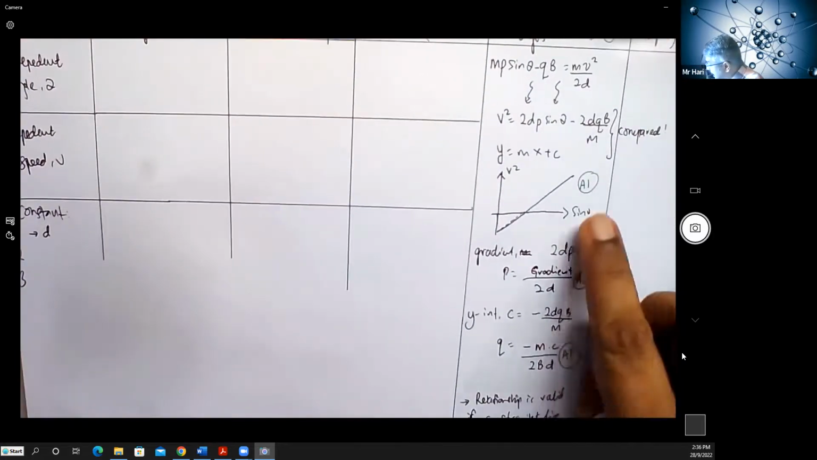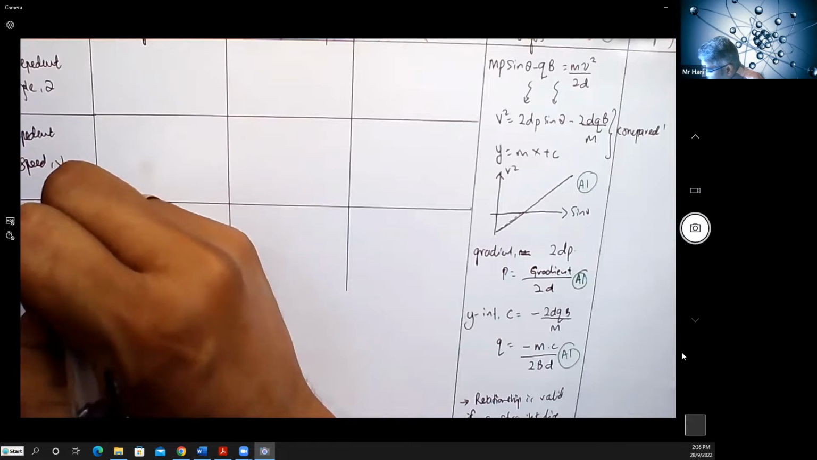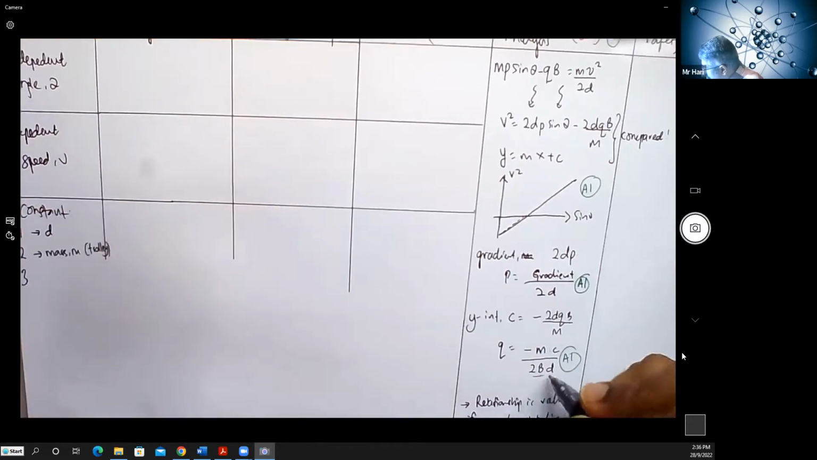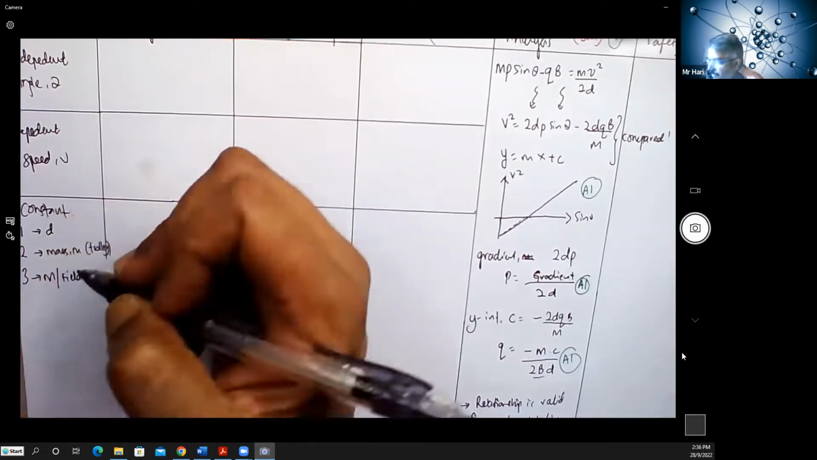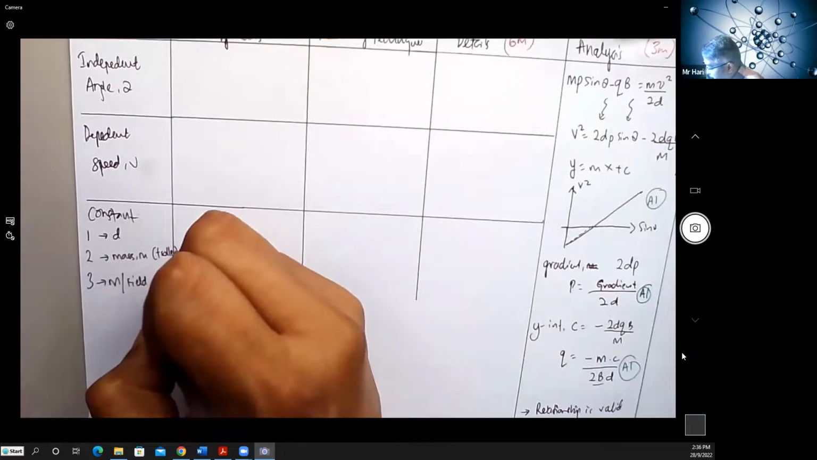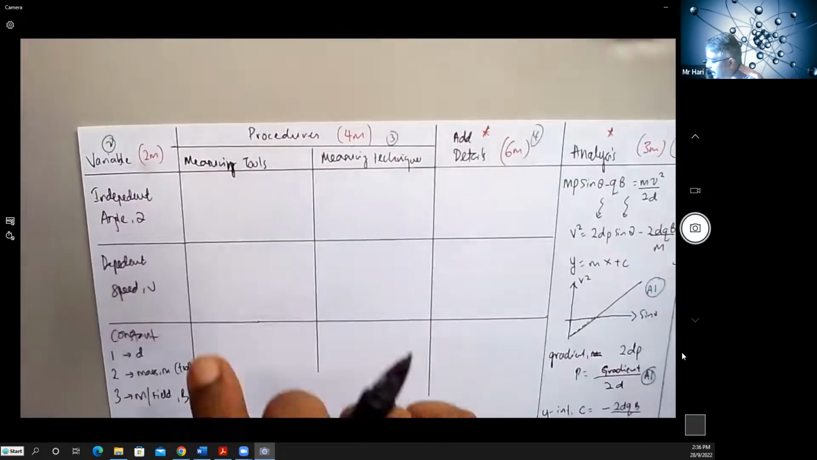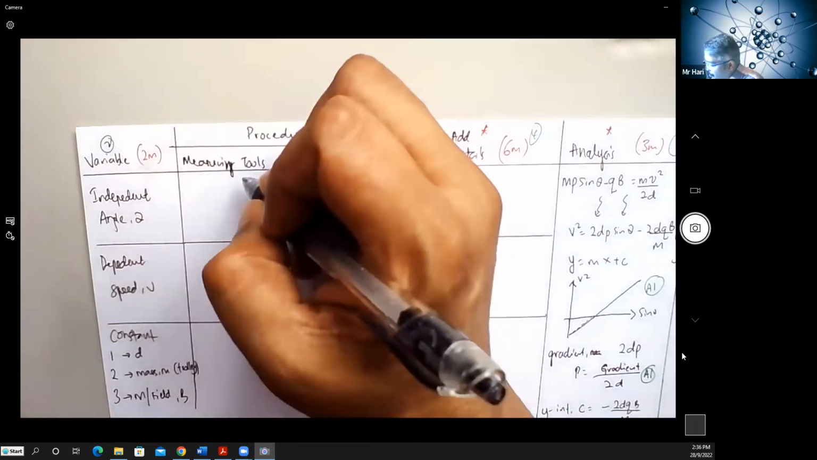Okay, other than that, in the equation, we have the mass m of the trolley. And then we also have the B, magnetic field strength. Okay, B. So these are the 3 constants. Okay, now once you have identified all these, now we can look at the tools.